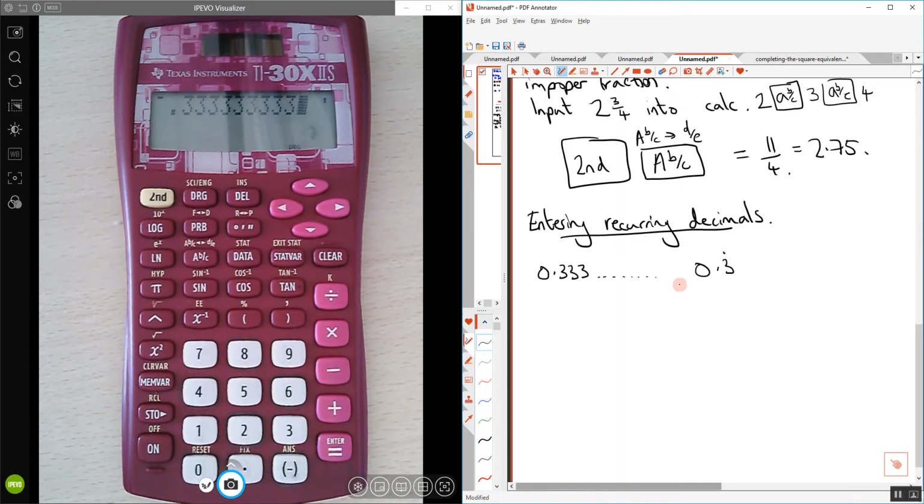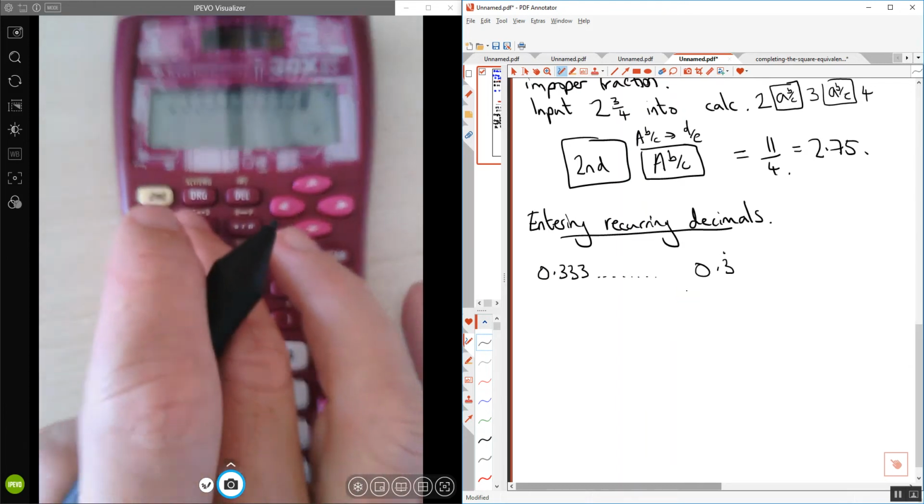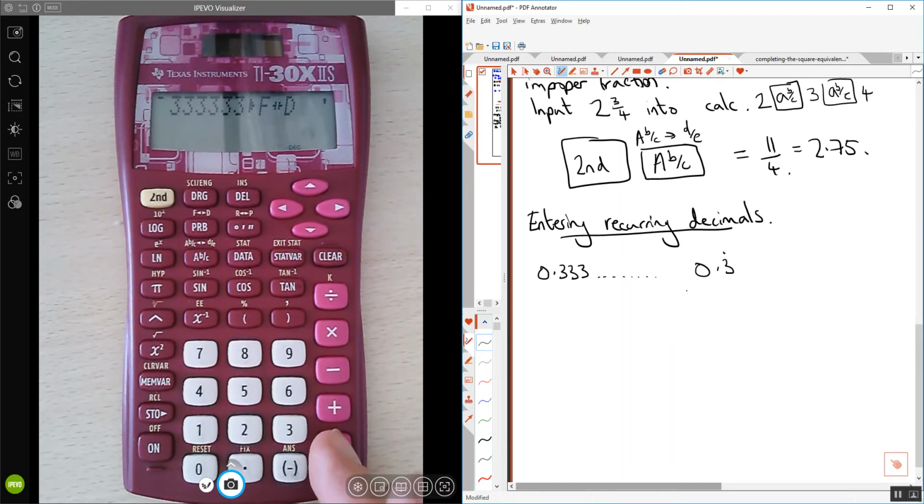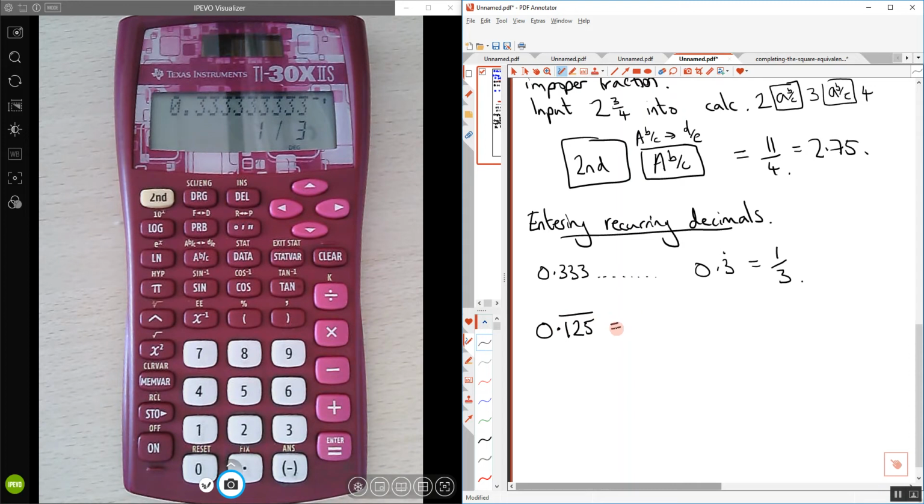What button? Second and PRB. And it brings it up as 1/3, okay? So it will do recurring decimals for you, okay? If I write down the recurring decimal, somebody tell me what this number is. As a decimal? Yeah, as a decimal. Or as a fraction? As a decimal.